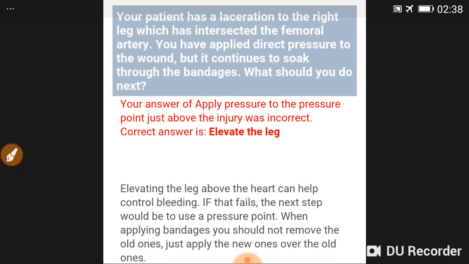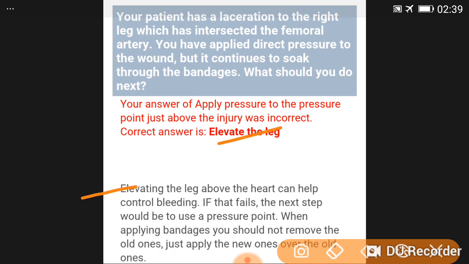Explanation: your patient has a laceration of the right leg which has intersected the femoral artery. You applied direct pressure to the wound, but it continues to soak through the bandages. What should you do? Apply pressure point just above the injury was incorrect. Elevate the leg is the answer. Elevating the leg above the heart can help control bleeding. If that fails, the next step would be the pressure point. So the pressure point is the next step; the first step is to elevate the leg. Why? Because the bleeding comes from the upper side.